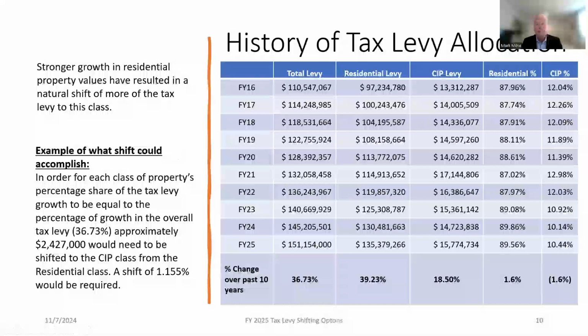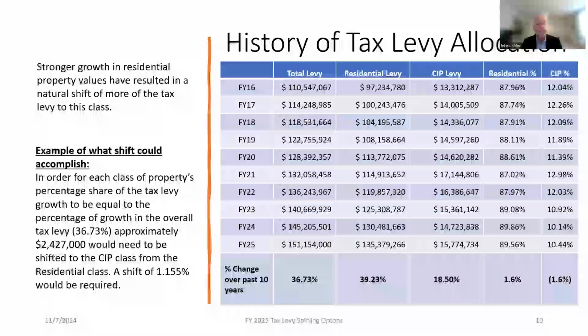Here's a history of the tax levy allocation over the last 10 years. Overall, the tax levy has grown from 110 million to 151 million, and that growth is about 36.73% over the 10-year period. But you can see the residential levy has increased more than that, and the CIP levy has increased less than that on a percentage basis.